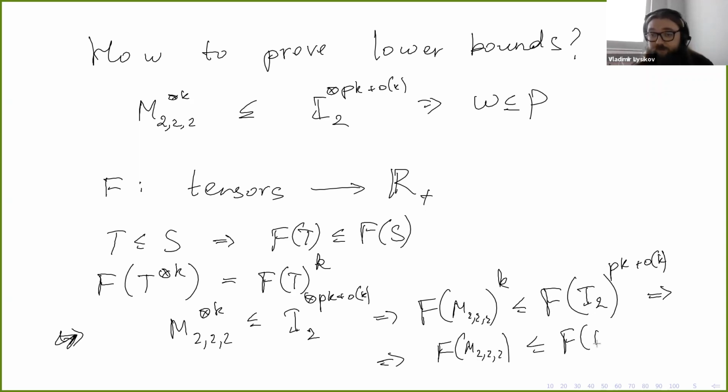this means that f of I2 to the power p is at least f of the matrix multiplication tensor. So p is at least log f on the matrix multiplication tensor over log f on the diagonal tensor. And this is a lower bound for matrix multiplication.